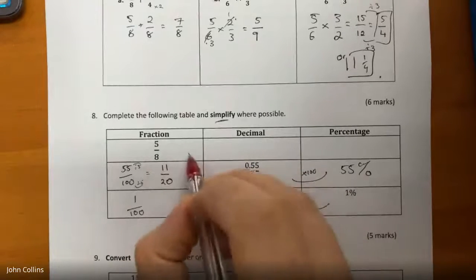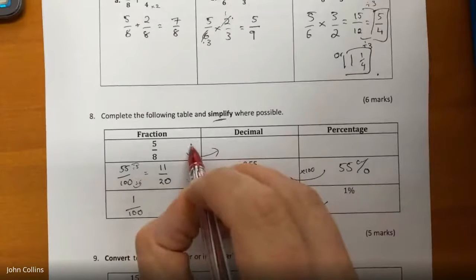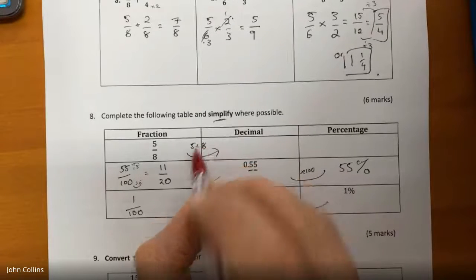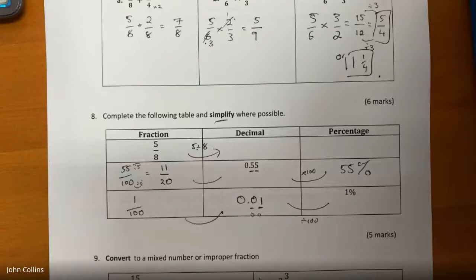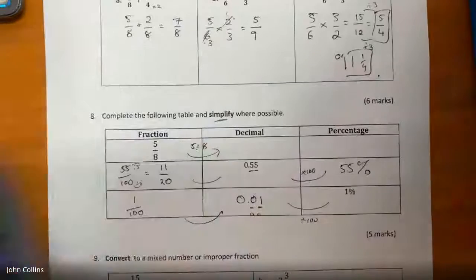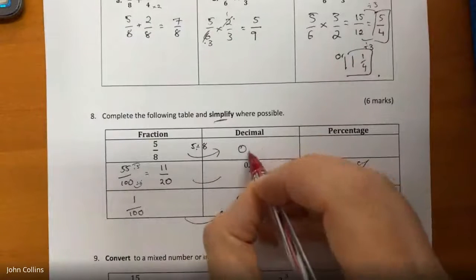All right, how do I get from a fraction to a decimal? A little bit of calculator work here. You might know this one anyway, but to get from a fraction to a decimal, you just do 5 divided by 8, the numerator divided by the denominator, and you get 0.625.